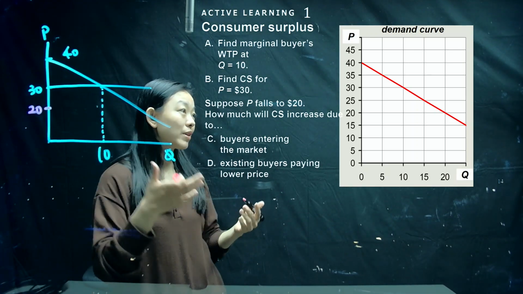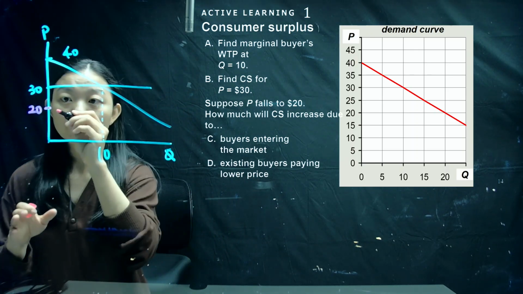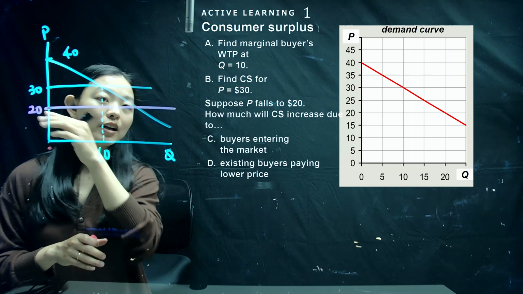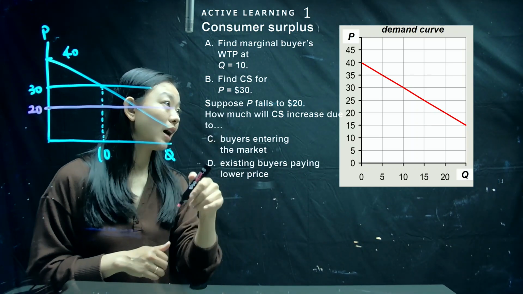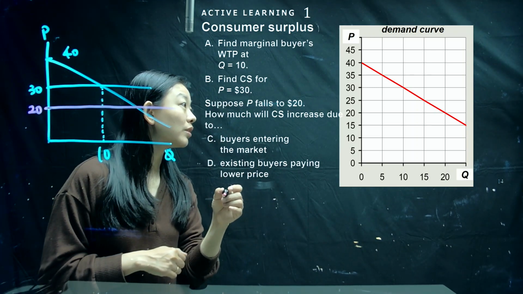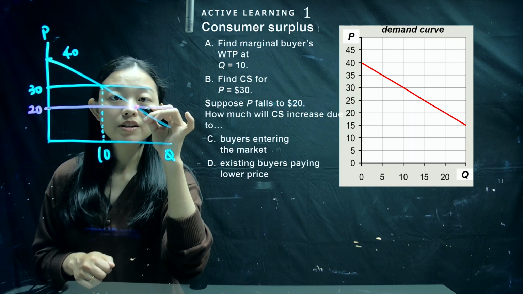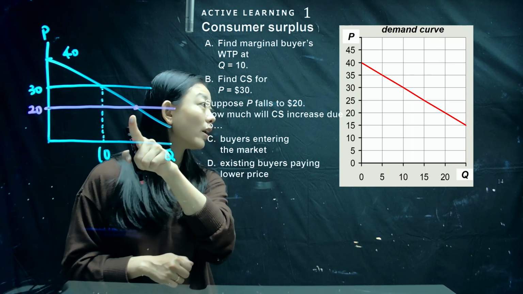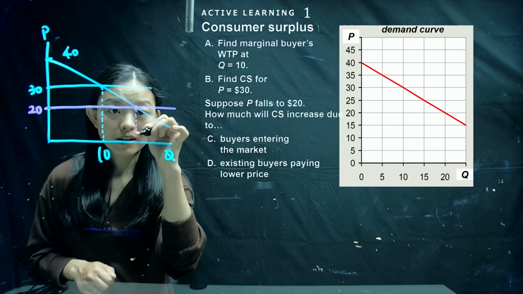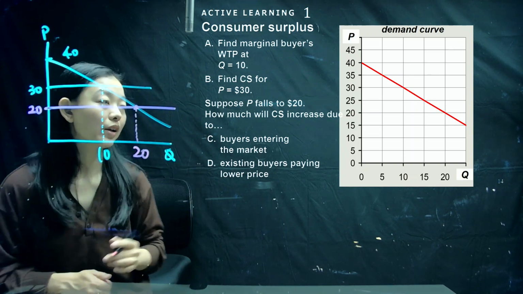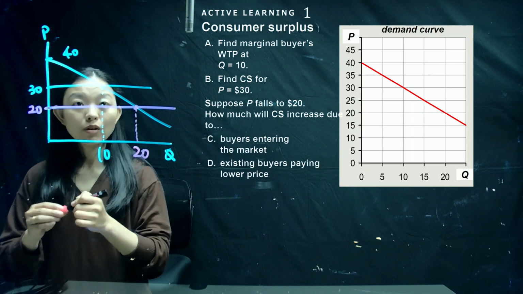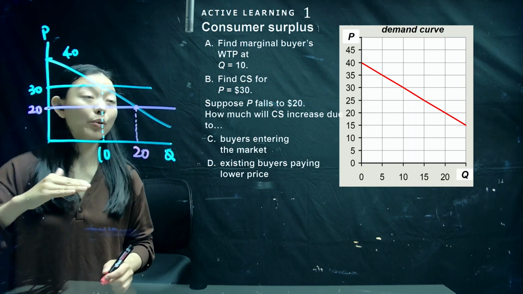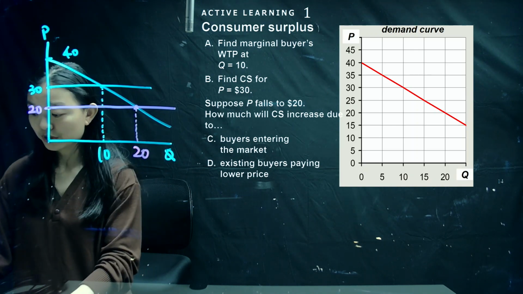Similar, okay? If the market price decreased to $20, you still draw a horizontal line across the whole demand graph, and you can find out the intersection point on the demand curve. And then this one will give you the quantity demanded equal to 20. Okay, so we notice once the price decreased to $20, actually we can get the new consumer surplus, right?